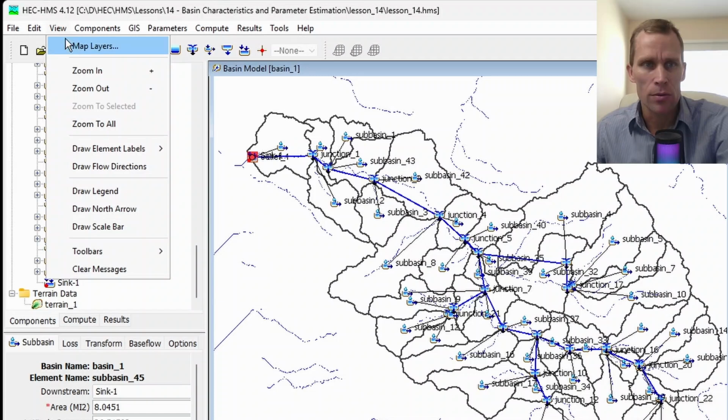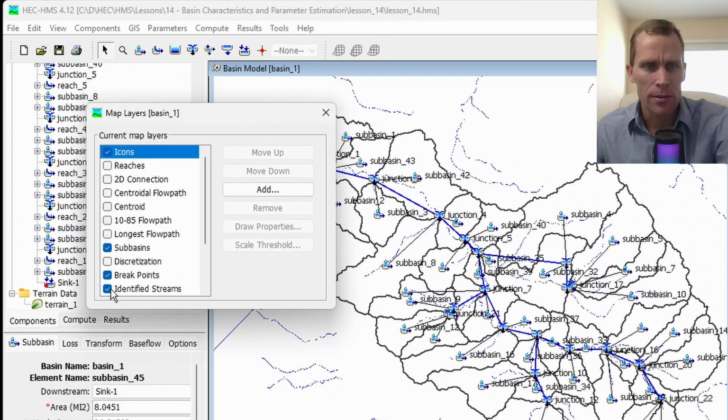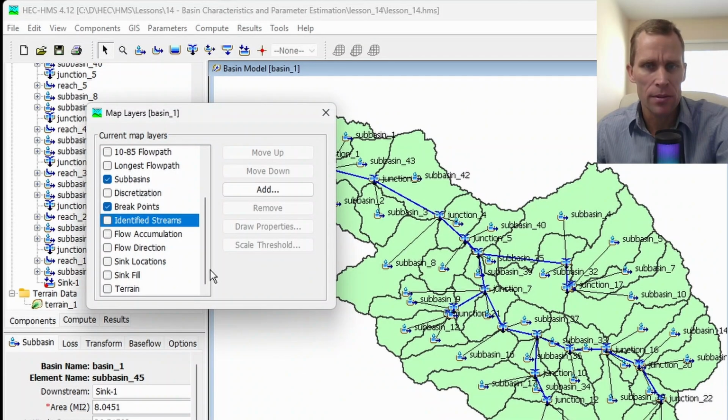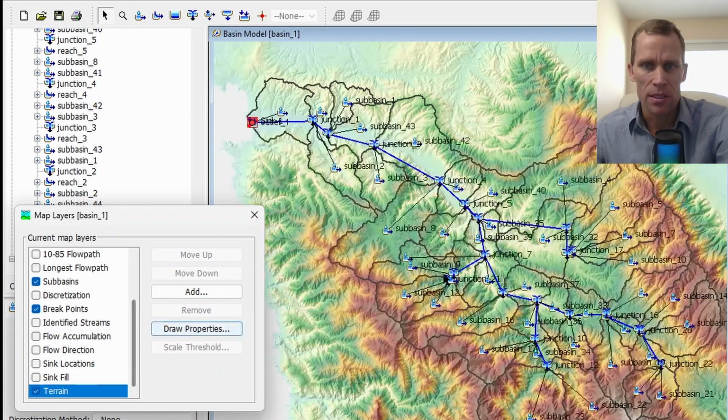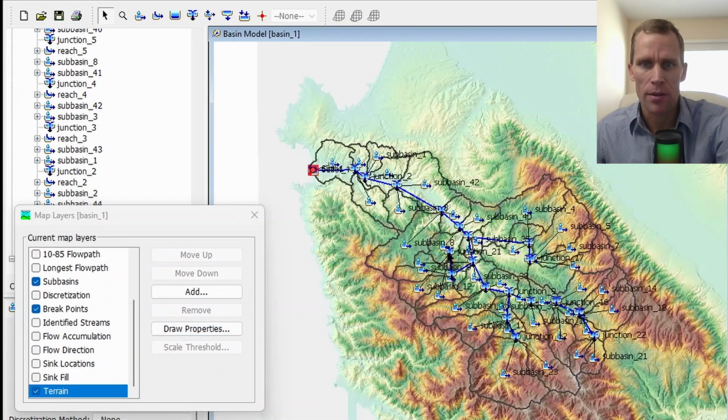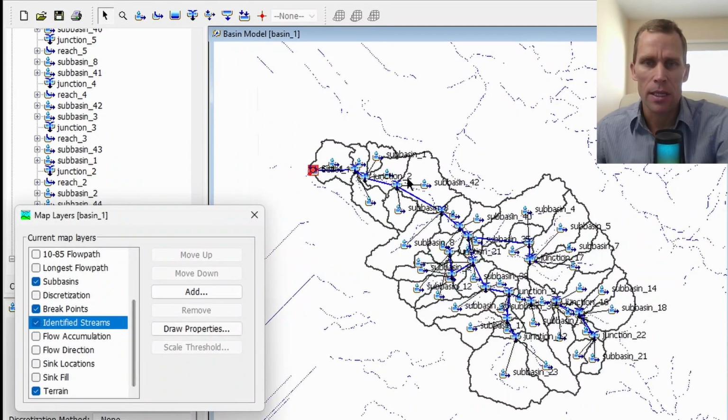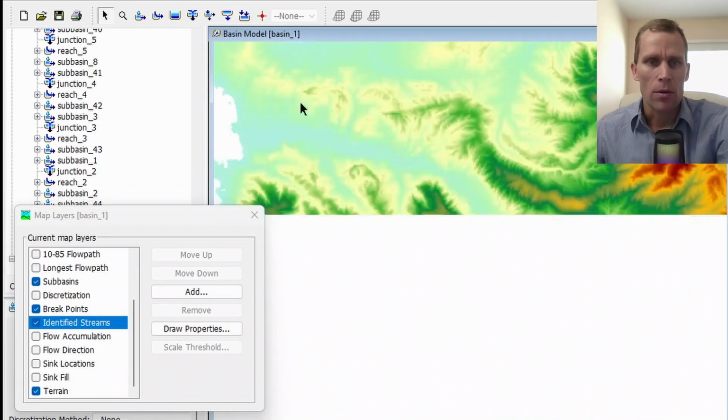And if I go up to map layers and turn off the identified streams, and then turn on the terrain, you can see this is the grid that I was working with. All right, so that's not too important for today's lesson because we're going to be talking about the parameter estimation and basin characteristics and coordinate system.